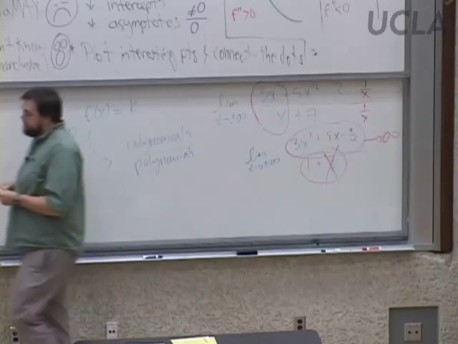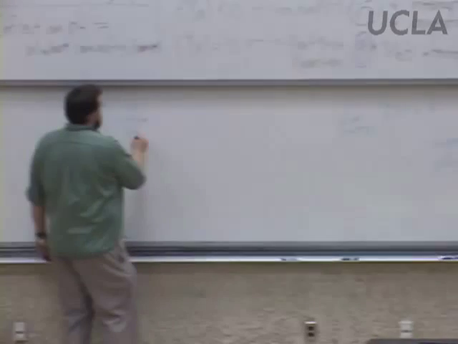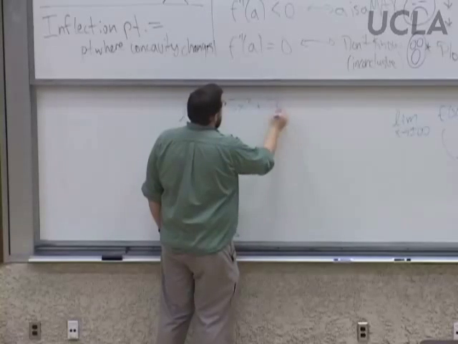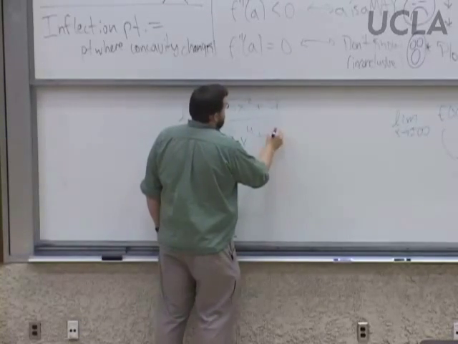Now, we might have had something different. Suppose I have something where I do a limit as x goes to plus or minus infinity, and you have 5x squared plus 7 over 3x to the fourth plus 9x.